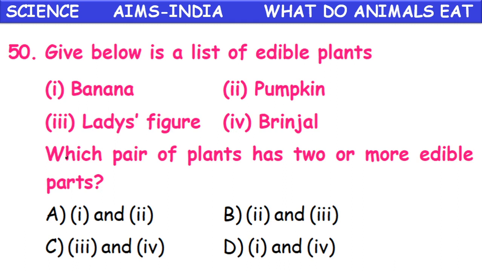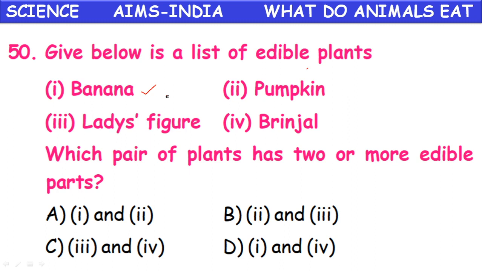Next, given below is a list of edible plants: banana, pumpkin, ladyfinger, and brinjal. Which pair of plants has two or more edible parts? First let us analyze. This type of question is called an analytical type question. Banana, we eat flowers, fruit, and stem also.